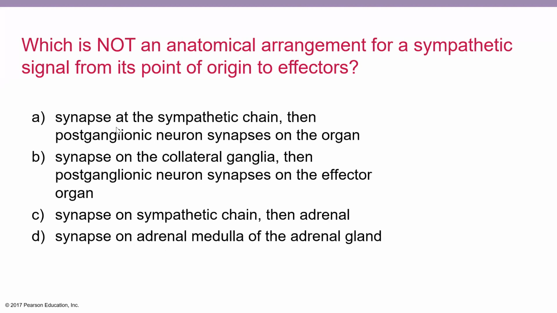Let's look at some of the others. Synapse at the sympathetic chain, then the postganglionic neuron synapses on the organ. That's true, that's a possibility. Synapse on the collateral ganglia, then to the effector organ, also a possibility. And then D is onto the adrenal medulla, so that's also a possibility. So C is not an option.